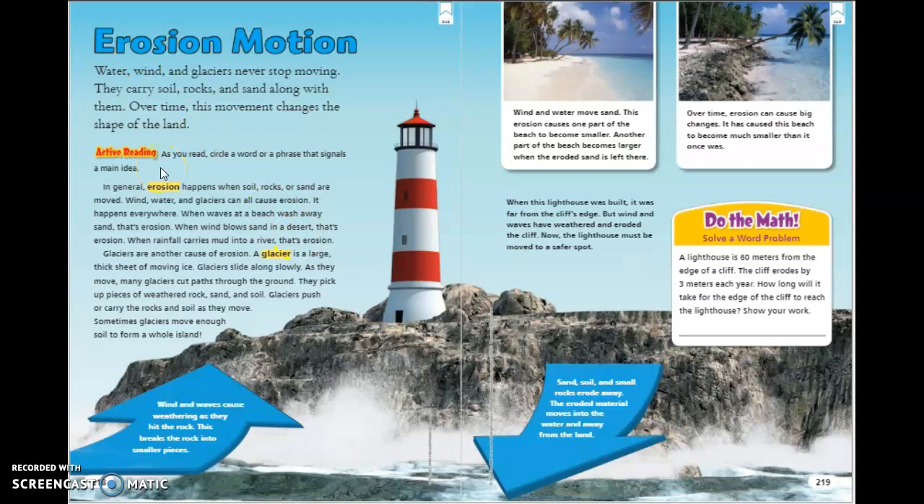Once you have that math problem solved, you need to go back to page 218. On page 218, there are 2 vocab words that are highlighted that need to go back on page 215. Those words are erosion and glacier. Go ahead and write those on page 215.